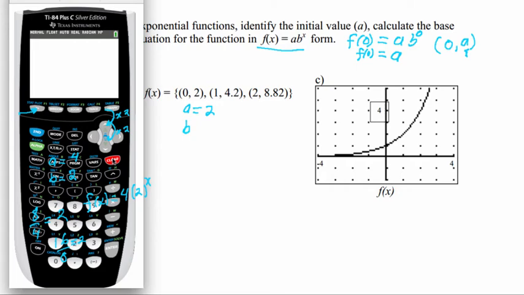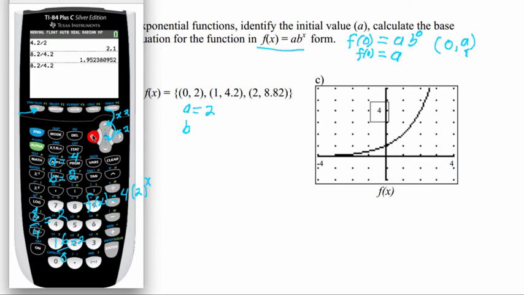Let's take successive terms again in the form of a ratio. We're going to take 4.2 and divide that by 2, and that's going to get me 2.1. Then I'm going to take 8.82 and divide that by 4.2. If I did it right, I would have gotten back the same thing. Let's go ahead and fix that.